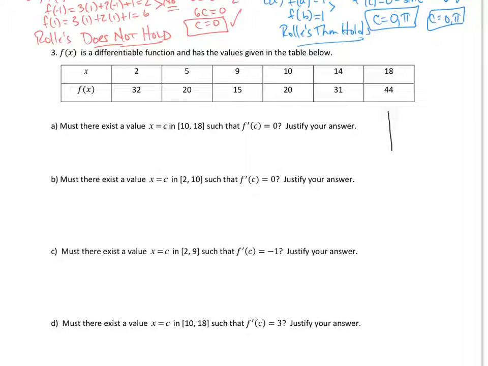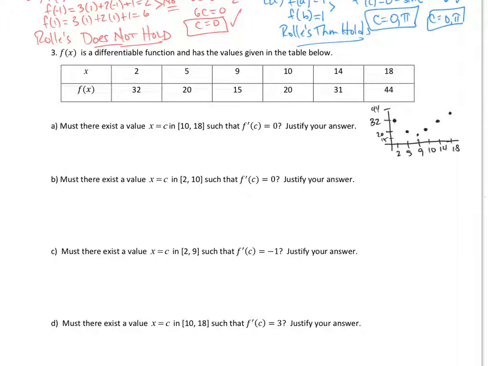So I'm just going to do a quick rough sketch, and it doesn't have to be perfect. Over here at 2, I've got a value of 32, so we'll put that way up there. At 5, I've got a value of 20. We'll put that right there. At 9, I have a value of 15. We'll just roughly put that in here. At 10, I'm back up to 20. And at 14, I'm up to 31, so right below that one right there. And then at 18, again, this is not a good graph, no scales. I'm just trying to get a visual of what's happening. I'm up at 44. So I'm up back over here.